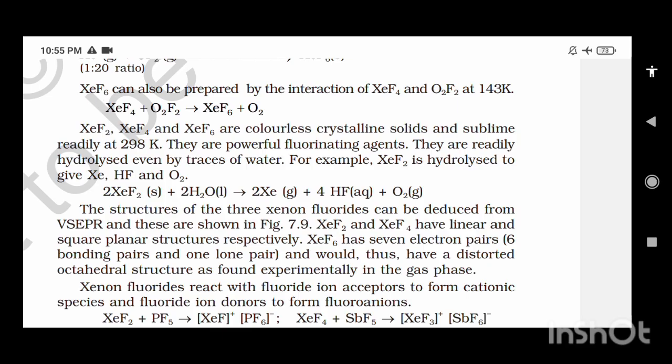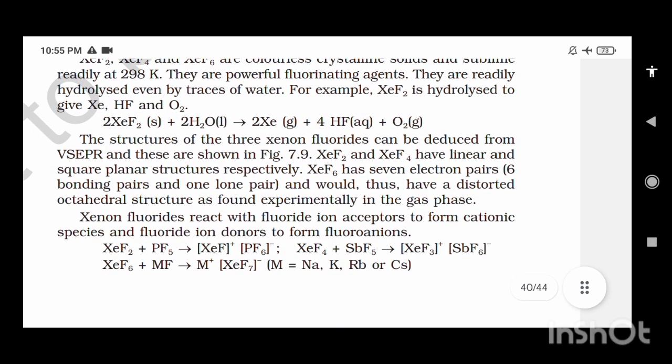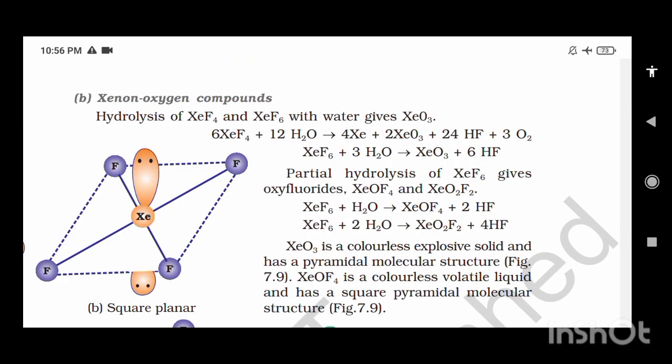The structures of the three xenon fluorides can be deduced from VSEPR, and these are shown to have linear and square planar structures respectively. XeF6 has 7 electron pairs, 6 bonding pairs and 1 lone pair, and would thus have a distorted octahedral structure, as found experimentally in the gas phase. Xenon fluorides react with fluoride ion acceptors to form cationic species and fluoride ion donors to form fluoroanions. Xenon oxygen compounds. Hydrolysis of XeF4 and XeF6 with water gives rise to XeO3.